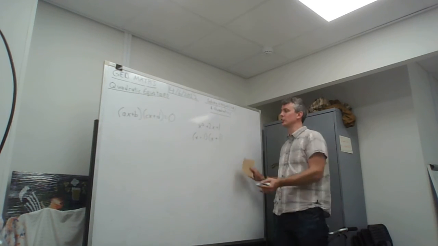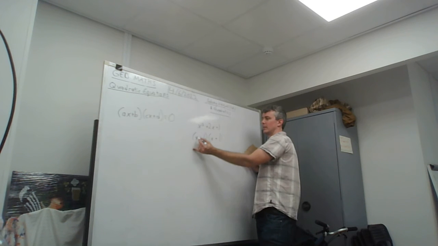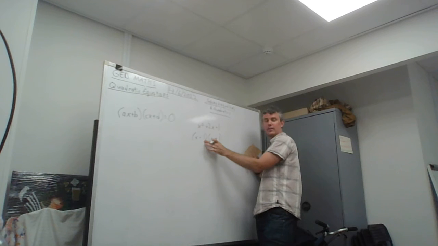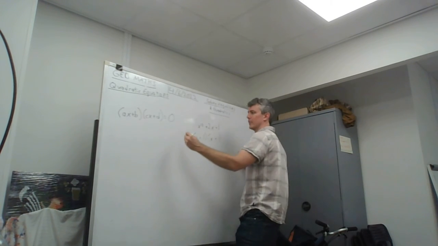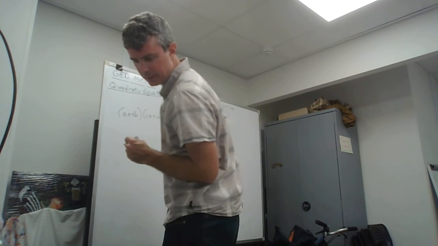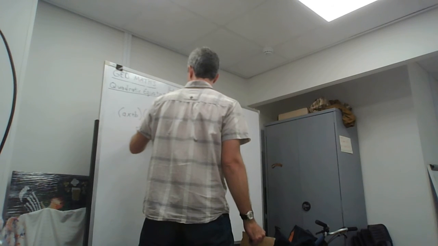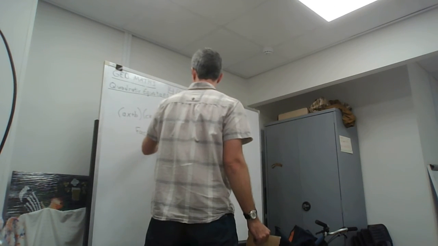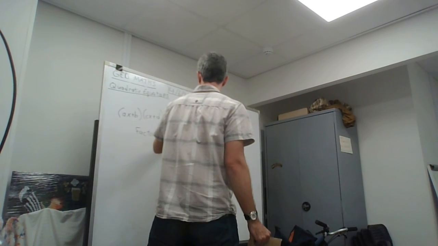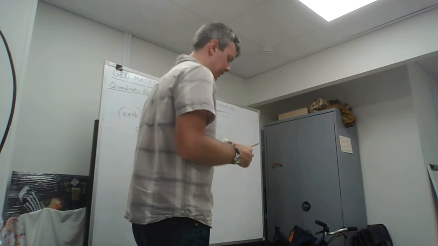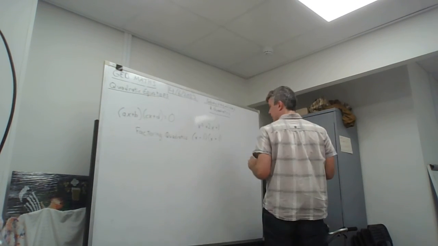Time to go backwards, and you can check it. x times x is x squared, plus x plus x is 2x, plus 1. Right? So this is factoring. Is it called factoring? Yeah, factoring. This is factoring quadratics. But now, you may have something more difficult.